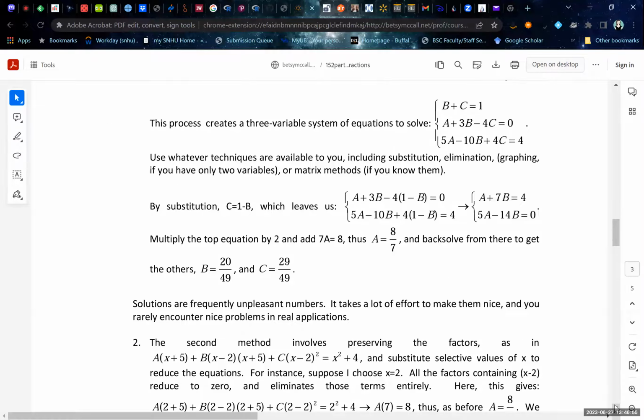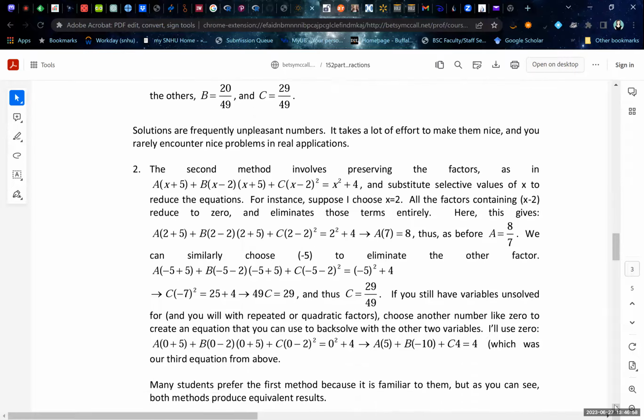Now, the other strategy that we have for solving these problems is that once we get our expression multiplied out, that numerator, we don't actually end up FOILing anything. We can save ourselves a little bit of work by choosing values for x that will eliminate some of the components and simplify our problem. So for instance, if I choose x equal to 2, that's going to make my c term disappear. It's also going to make my b term disappear. And that's going to leave me with just the a term and the other side of the equation.